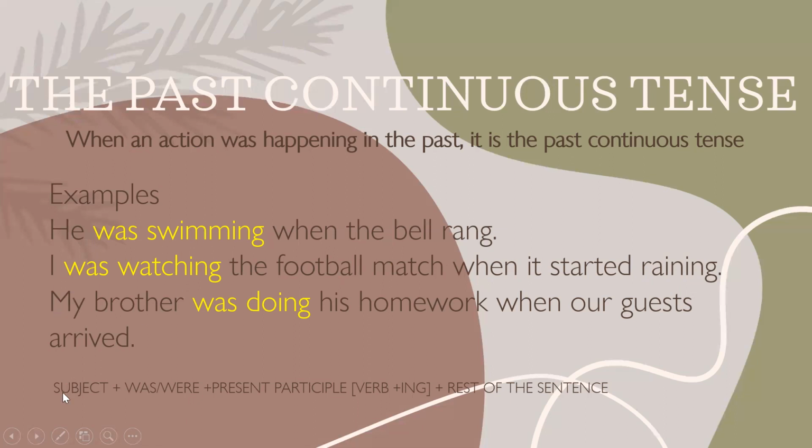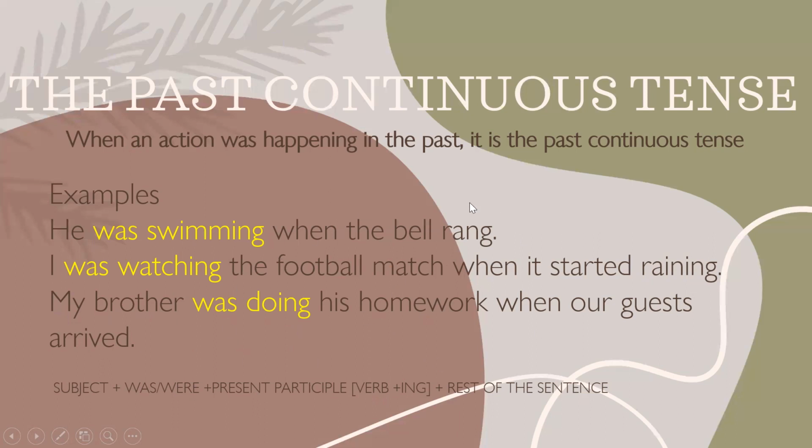Then my brother is the next subject. Was or were, again it's singular, just one, so was. And then you use the verb and ing. So do is the verb and ing with it. And the rest of the sentence, which is his homework when our guests arrived.